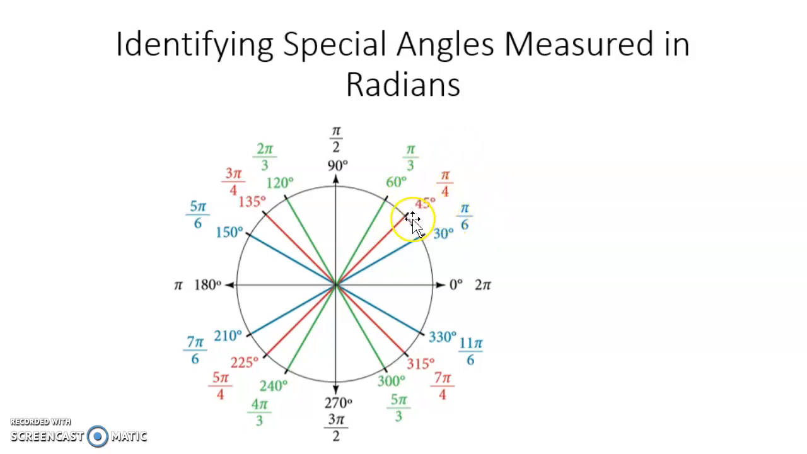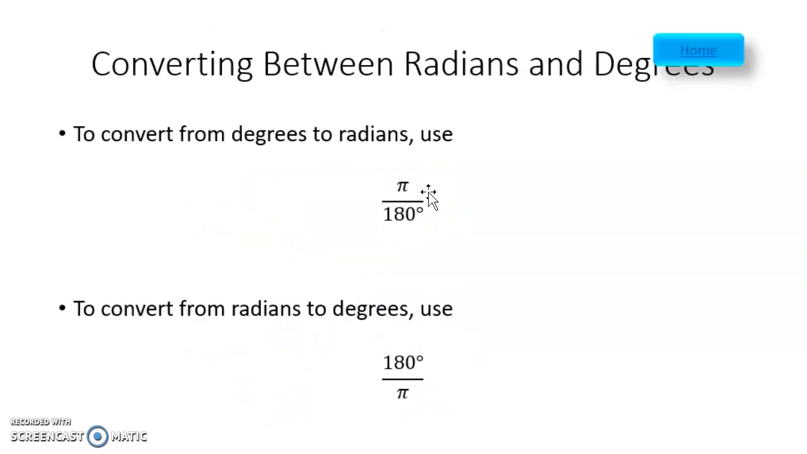You're just going from degrees to radians or radians to degrees. It's telling you the same location of your angle. It's just using a different way to show it. Now, if we wanted to go between degrees and radians, we've got two options here. If we are converting from degrees to radians, then we need to use pi over 180. If we're going from radians to degrees, you need to use 180 over pi.